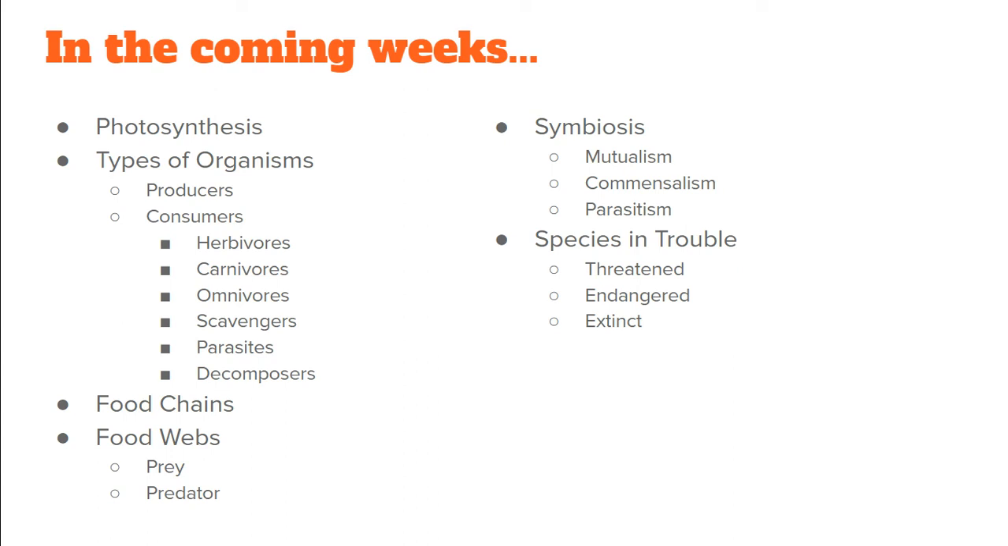And then our final topic is going to be organisms or species in trouble. You might have heard of these words before: threatened, endangered, or extinct. We're going to more specifically look at organisms in Ohio that may be on our threatened or endangered list. If they're extinct, unfortunately, they're not coming back. But if they're threatened or endangered, we can make efforts to help their populations grow, so hopefully they don't become extinct. So that's what's coming up in the next few weeks.